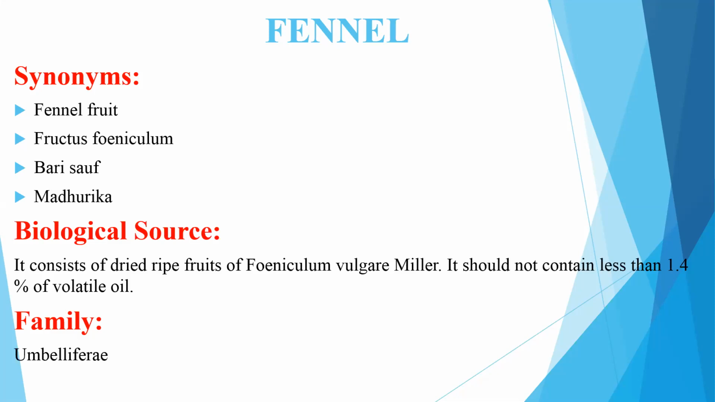Next one, the biological source of fennel. It consists of dried ripe fruit of Foeniculum vulgare Miller. Foeniculum vulgare Miller is the biological name of fennel, and it should not contain less than 1.4% of volatile oil. So this is the biological source of fennel, and the family of fennel is Umbelliferae. So this is all about synonym, biological source and family of fennel.